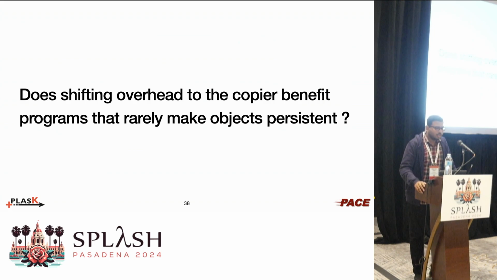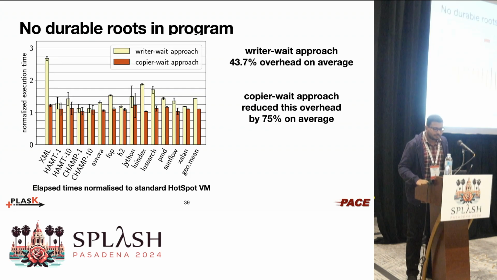So does this shifting overhead to the copier benefit programs that rarely make objects persistent? That is when there are no durable roots in the program. As you can see, for the same benchmarks on the x-axis, here we have given the execution time normalized to the standard HotSpot VM. The first approach is in yellow color, the writer wait approach, and our new approach, which we will be calling the copier wait approach, is shown in the red color.